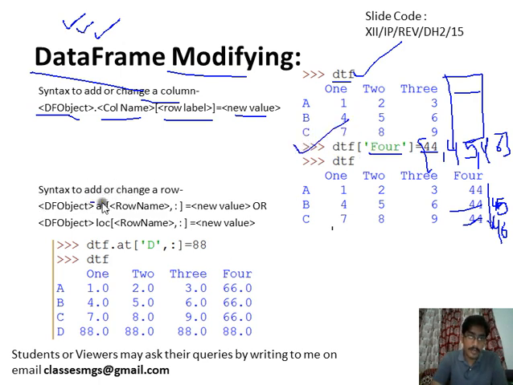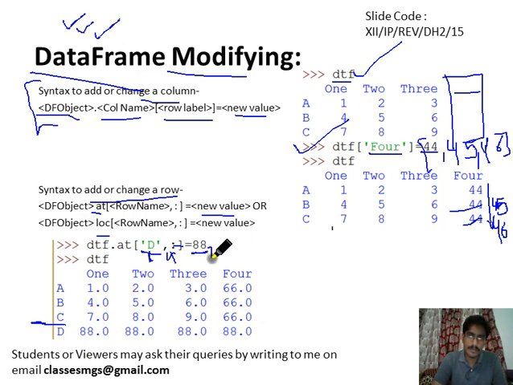This is the way to add a column, and this is the way to add a new row. A new row can be added using the loc or add function. If you want to add a new row like D, then you will pass D and then colon, blank for all columns. For the D row, for all columns you will put 88. So 88 will be repeated for all the columns.